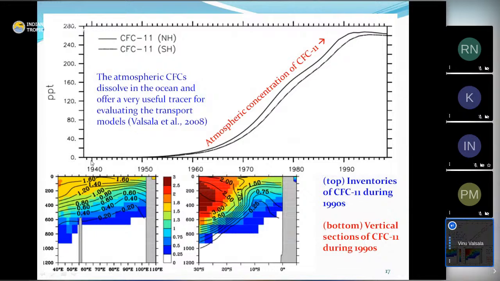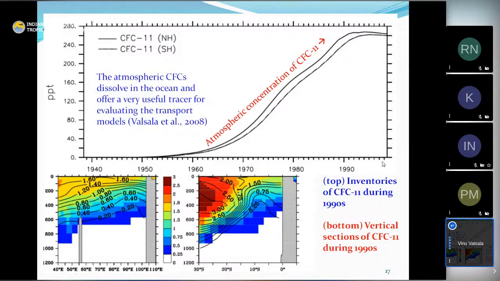So what we can do is we can simulate the CFC concentration in the model. CFC does not have any biological component. It is completely inert, so it acts as an ideal tracer. So we introduce CFC from 1940 and simulate the model with this atmospheric concentration of CFC, say until 2000. What will happen then? By 2000, your model will develop its own CFC concentration.